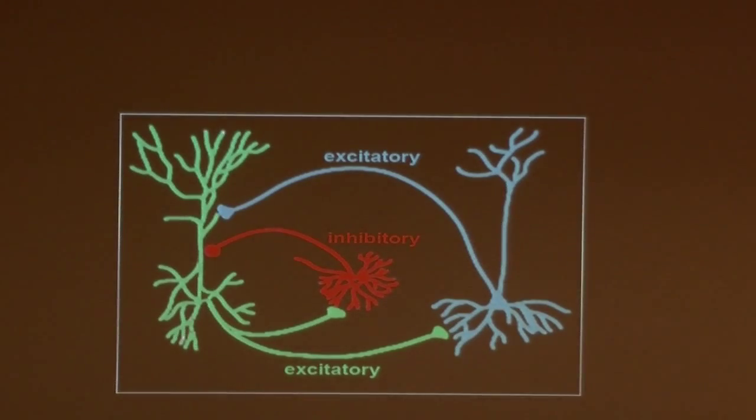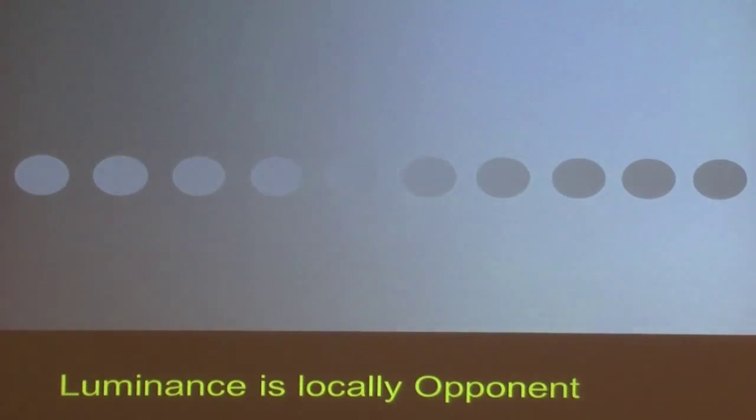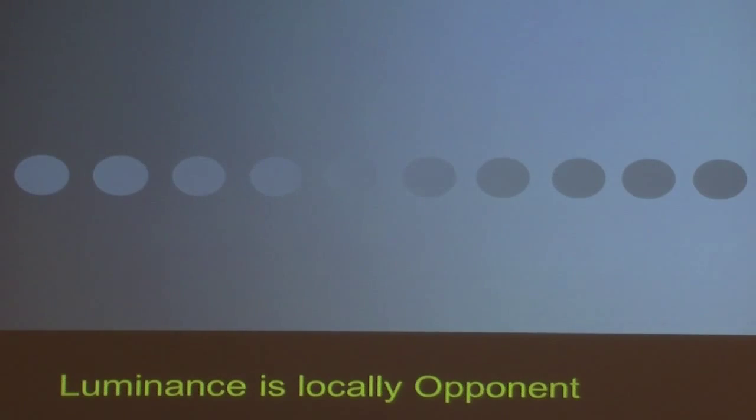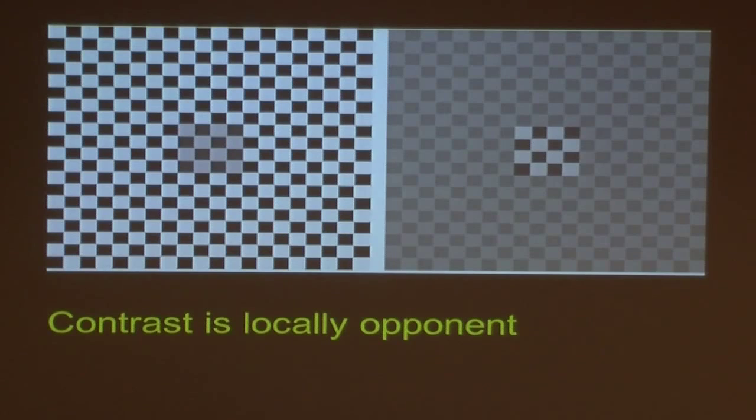Oh, I forgot to say this. Long-range connections in cortex are always excitatory. Inhibitory neurons are always local. So contrast, center surround antagonism, is local in visual space. And I told you about surround antagonism in luminance, which is why you see these little gray dots as different, but they're not. These are all identical gray dots. It's the background that I've changed in luminance, and you perceive a difference in the gray dots because of surround antagonism. So luminance is spatially locally antagonistic or opponent.